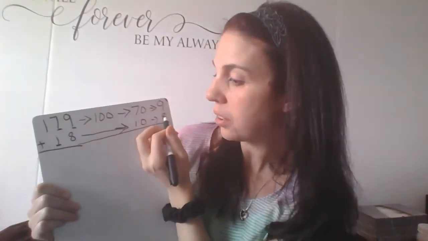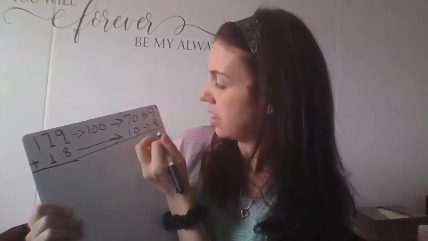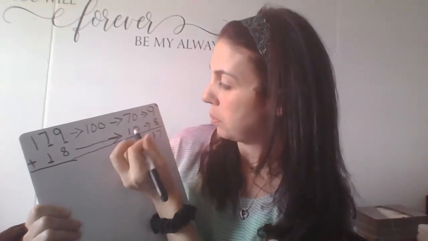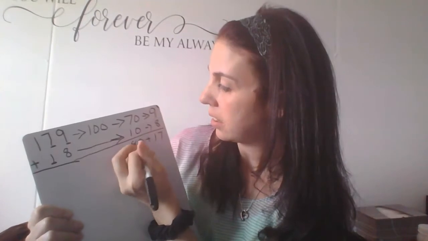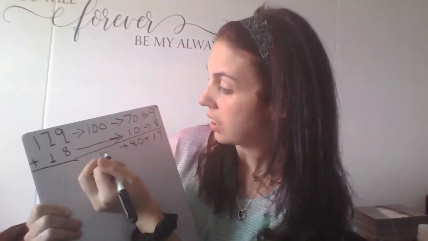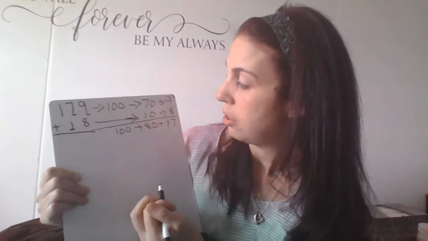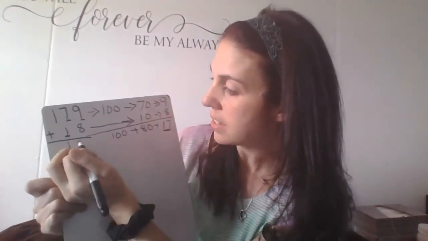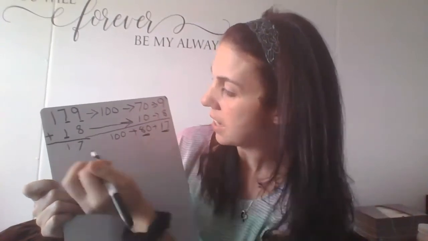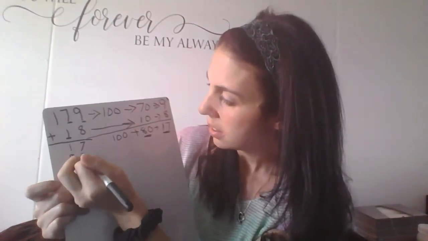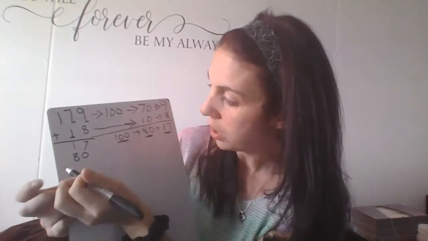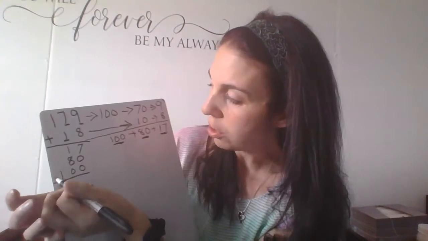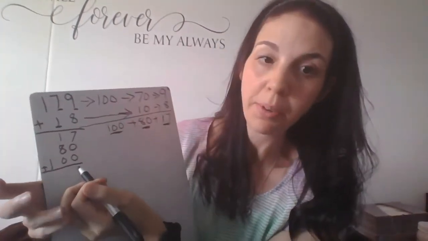9 plus 8, we know is 17. Plus 80 plus 100, okay? So now our totals below would be our ones first, 17, then our tens, 80, then 100. Make sure you line these up, okay?